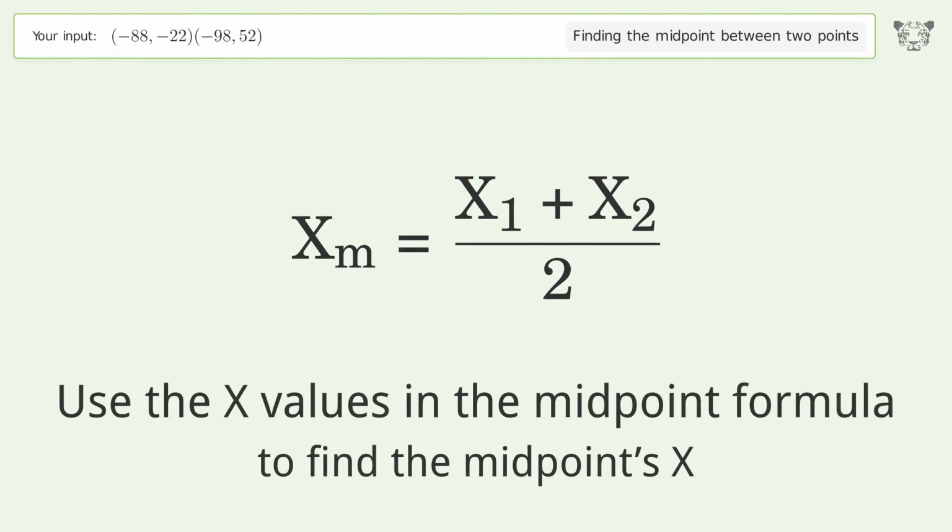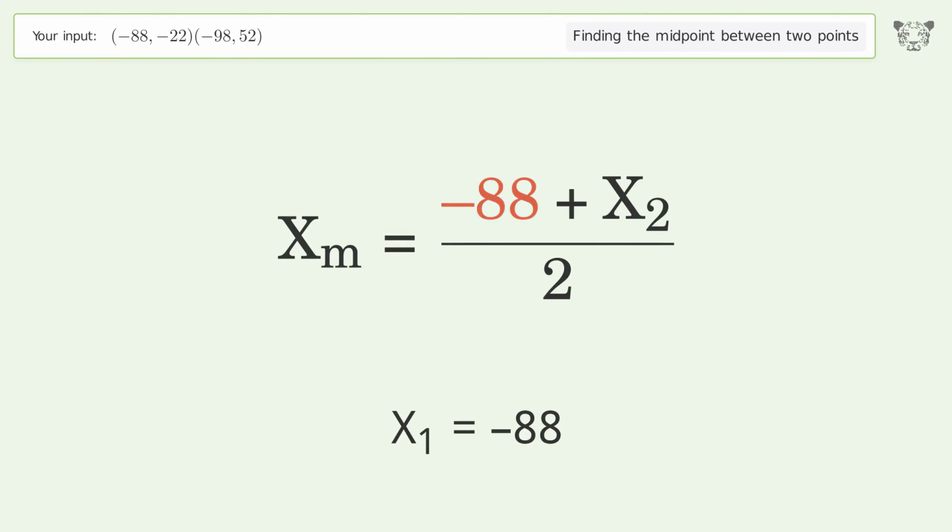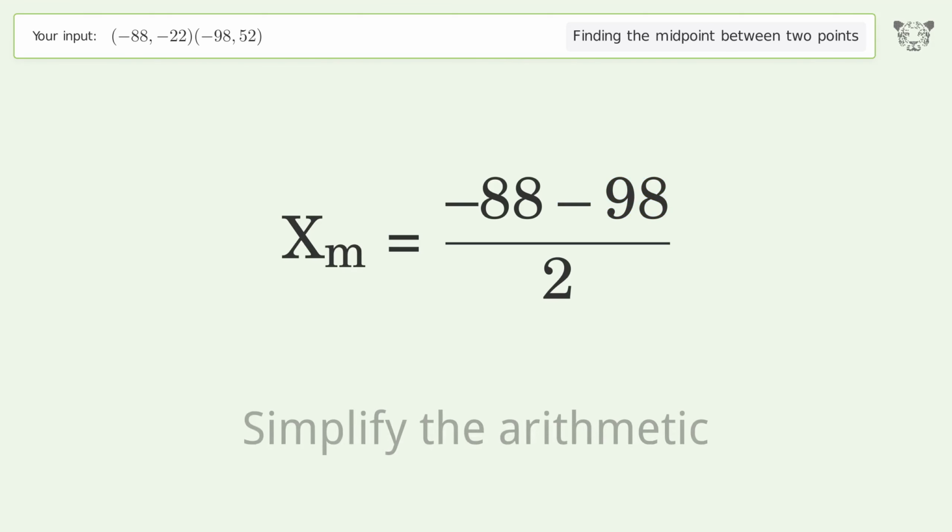Use the x values in the midpoint formula to find the midpoint's x. x1 equals -88. x2 equals -98. Simplify the arithmetic.